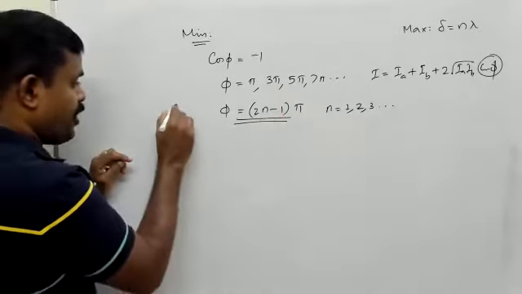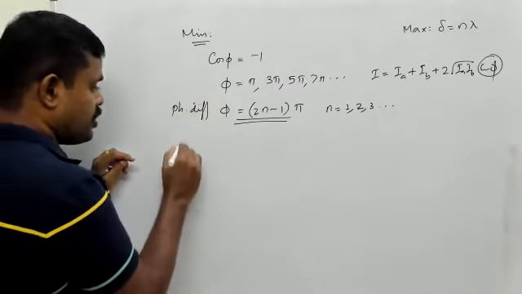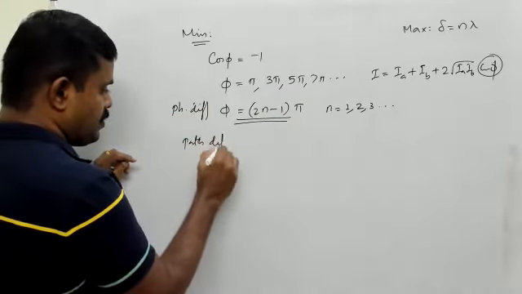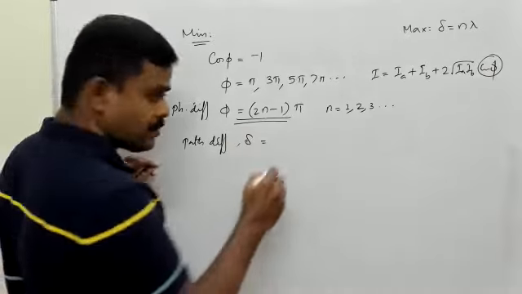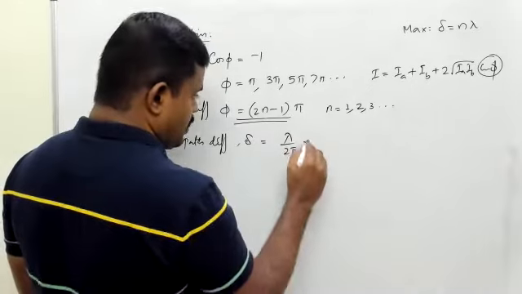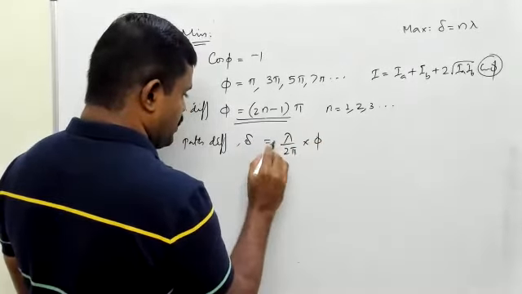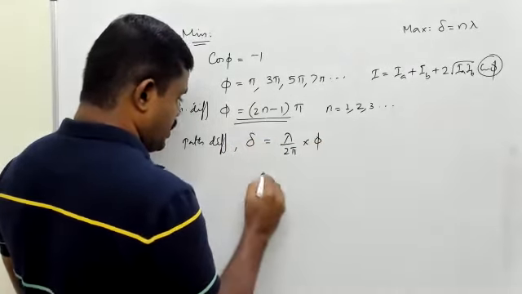So this is in terms of phase difference. And I had told you to convert this to path difference. Path difference delta is what? Do you remember how the conversion is done? Delta equals lambda by 2 pi into phi. If you remember, lambda by 2 pi into phi.